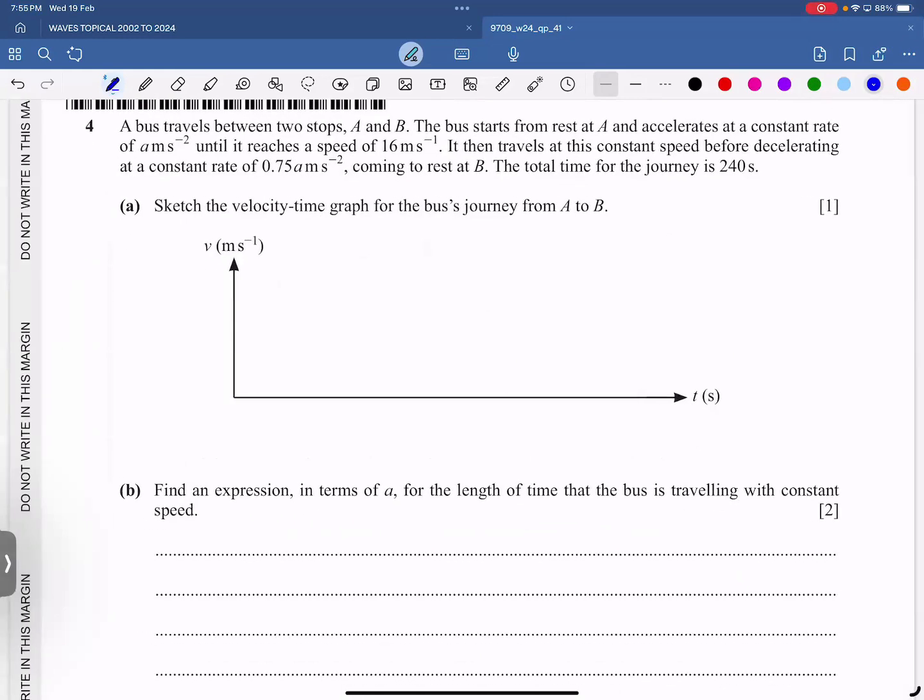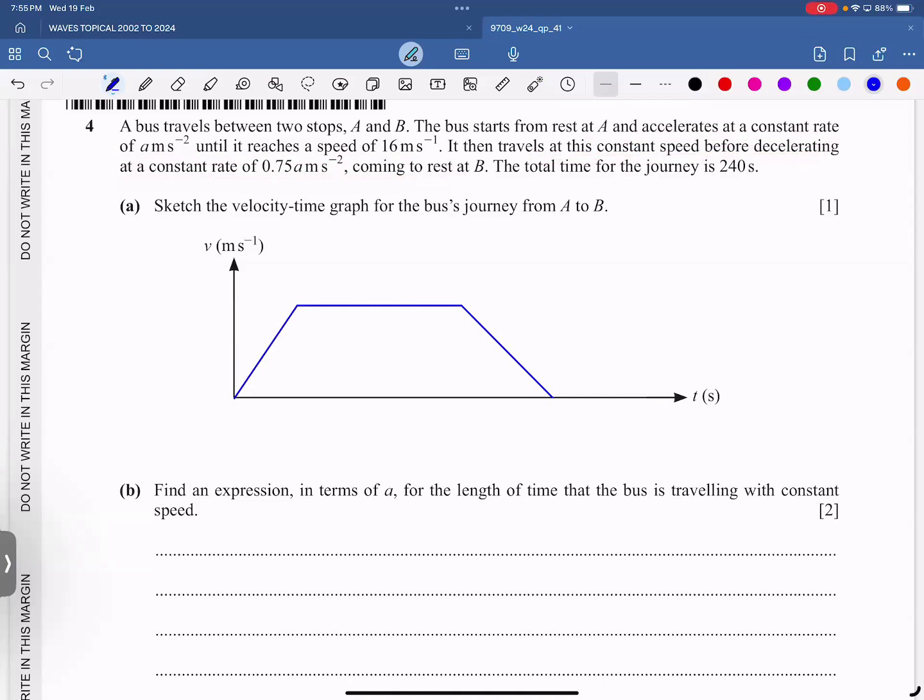A bus travels between two stops A and B. The bus starts from rest at A and accelerates at a constant rate. So constant acceleration means a straight line graph until it reaches the speed 16. So straight line graph until 16. It then travels at constant speed before decelerating at a constant rate, coming to rest. It's a 100% trapezium graph, my dear students. Constant acceleration, constant speed, and then what? Constant deceleration.